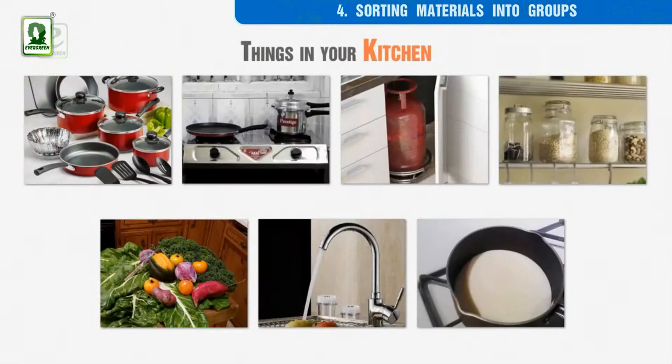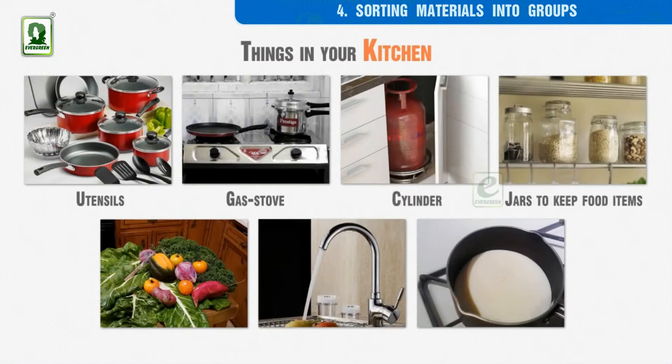In the kitchen, you may find utensils, gas stove, cylinder, jars to keep food items, raw food materials, water, milk, etc.